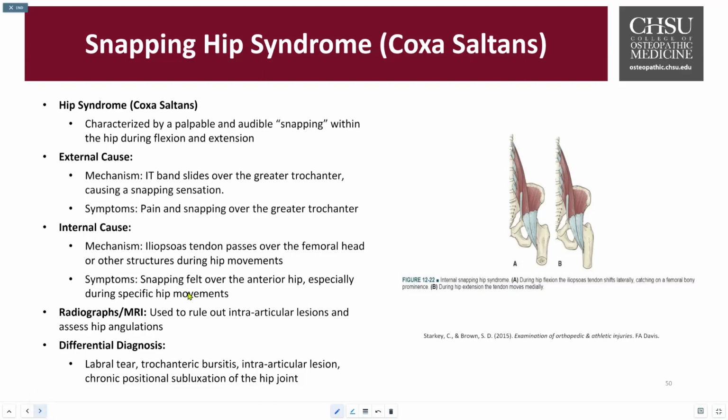External causes is whenever the IT band slides over the greater trochanter, causing a snapping sensation and pain. And then the internal cause is when the iliopsoas tendon passes over the femoral head. Usually a radiograph or MRI is used to rule out any kind of lesions or other kind of hip angulations, but some other differential diagnoses could be stuff like subluxation of the hip joint or even trochanteric bursitis.